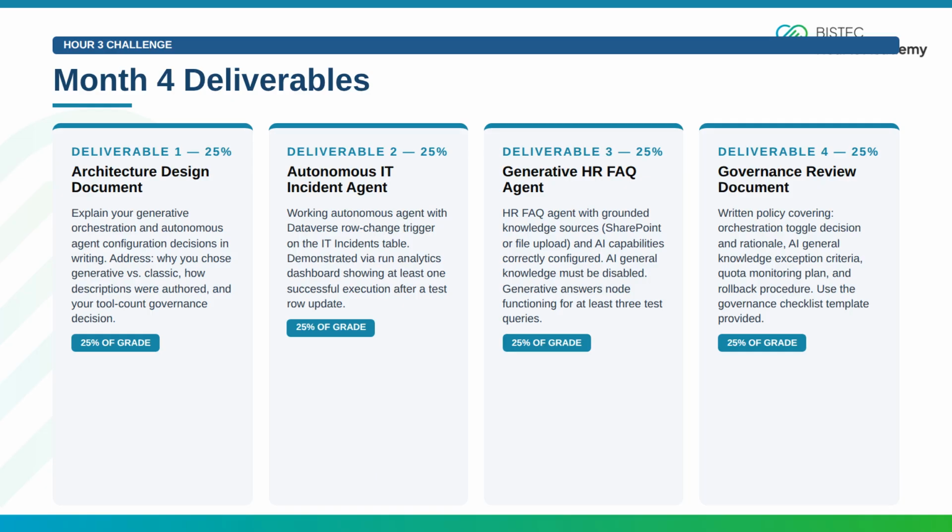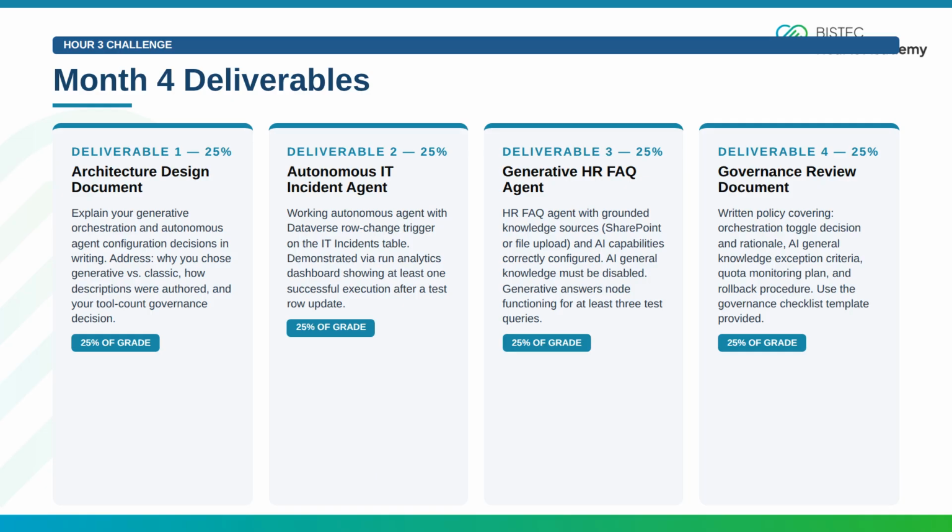Deliverable 2 is the autonomous IT incident agent. A working autonomous agent with a Dataverse row change trigger on the IT incidents table, verified through the autonomous agent run analytics dashboard. You need to show at least one successful execution after a test row update, not just a configured trigger. A trigger that has actually fired, executed, and is visible in the correct analytics view.